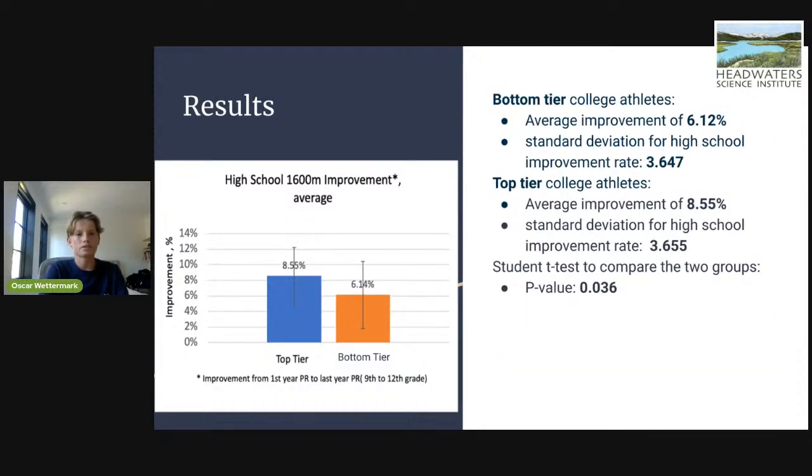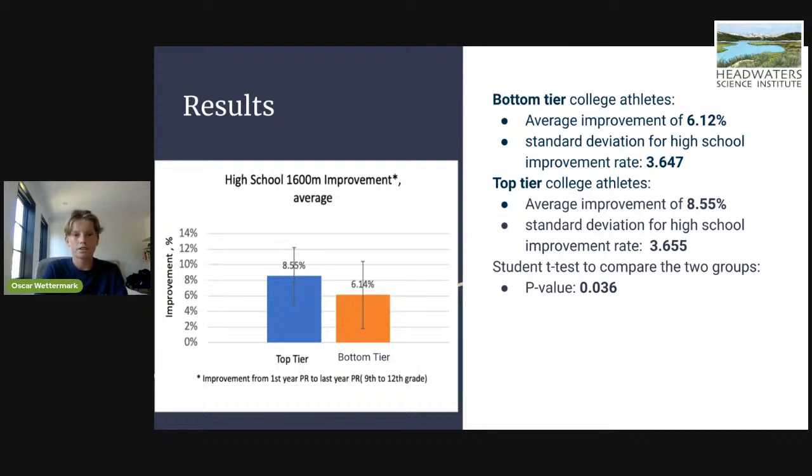Now I'm going to talk about my results. As you can see on the left here, we have our graph. For the bottom tier college athletes, they had an average improvement of 6.12%. That is the orange bar that you see there. And the standard deviation was 3.647.